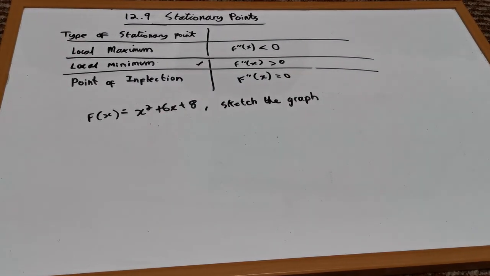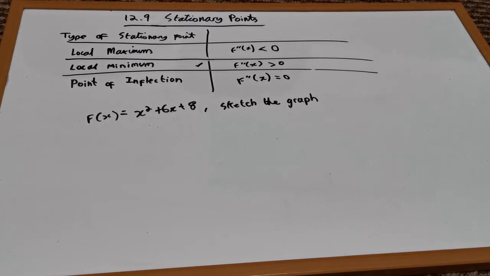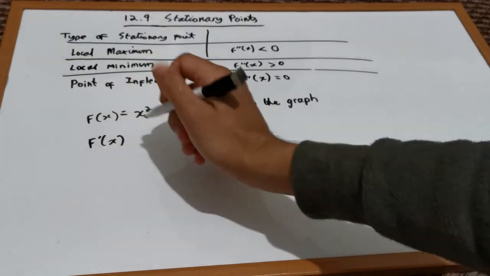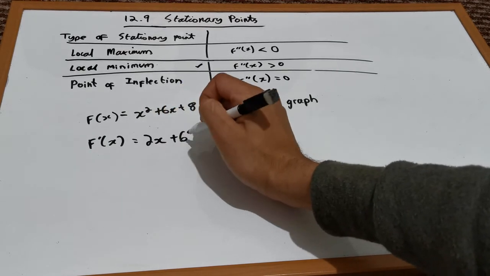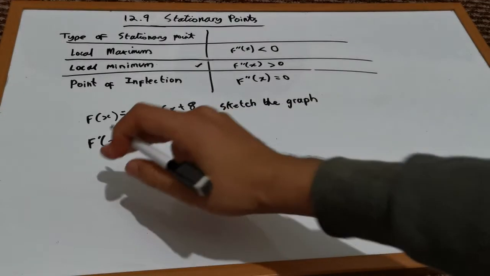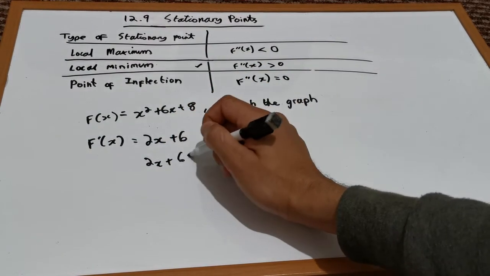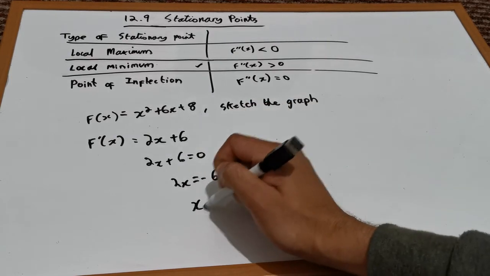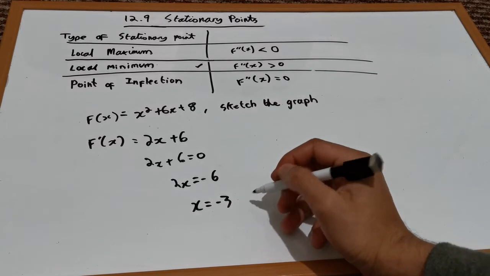So, if we were asked to sketch the graph of x squared plus 6x plus 8, the first thing you would do would be to find where the turning points are. So first you differentiate: f prime of x is equal to 2x plus 6. To find the turning point, you know that the derivative must be equal to 0. Therefore, 2x plus 6 must be equal to 0, so 2x must be equal to negative 6. Therefore, x would be equal to negative 3, and this is your turning point.